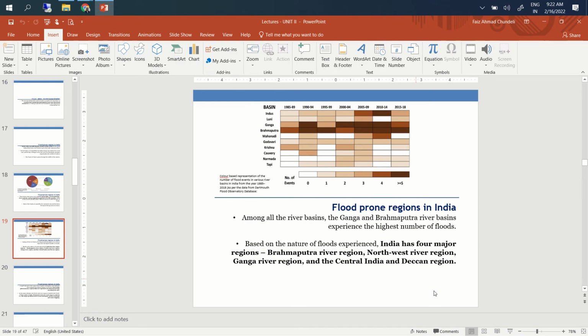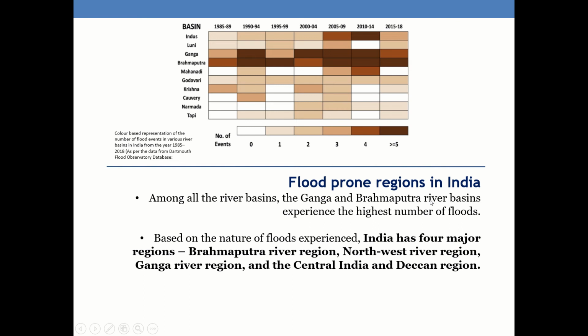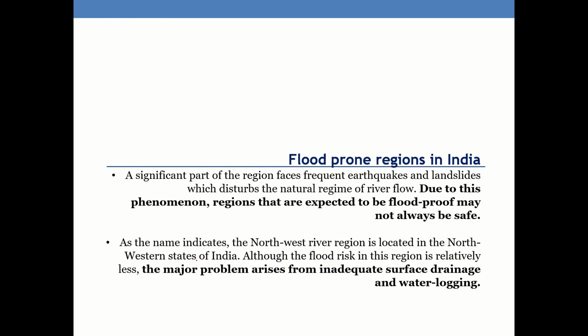Okay, so in further discussions we will specifically see the Central India and Deccan region, and probably a little bit on the Brahmaputra river regions as well. A significant part of the region faces frequent earthquakes and landslides, which disturbs the natural regime of the river flow. Due to this phenomenon, the regions that are expected to be flood proof may not always be the same.